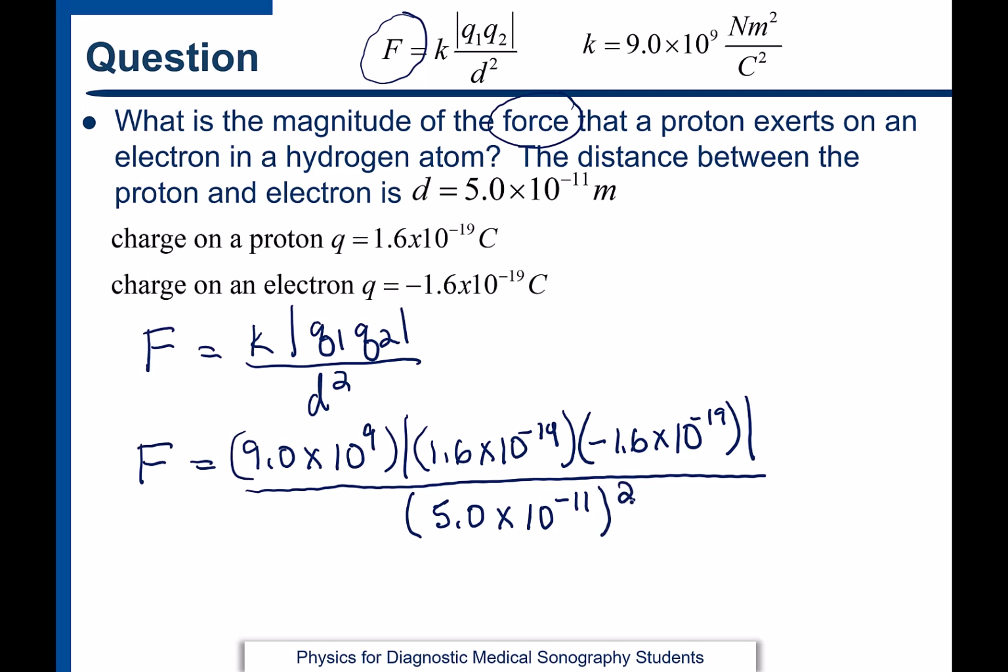Okay, so go ahead and try that if you haven't yet with your calculator and see if you get the correct answer. When I did it, what I got was 9.2 times 10 to the negative 8th. Now we would expect this to be a very small force because we're dealing with very small particles, and that would have units of newtons.